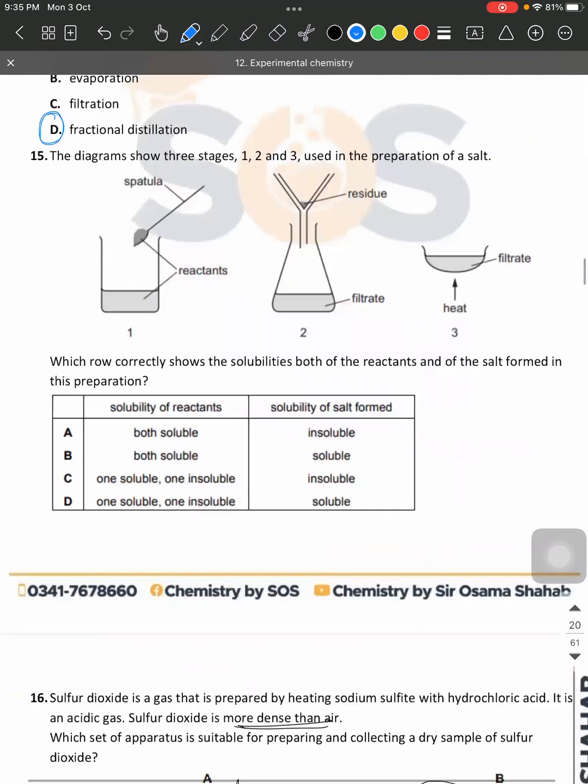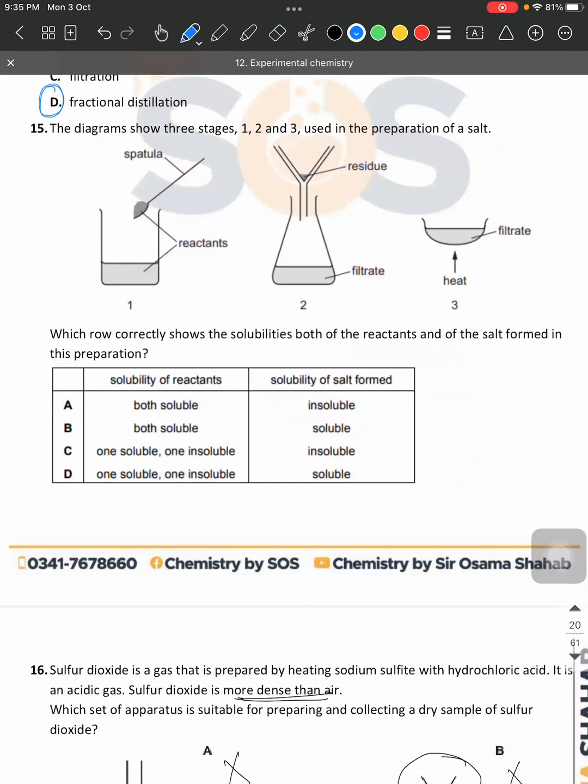Now, children, question number 15. The diagram shows 3 stages, 1, 2, and 3, used in the preparation of salt. This is the question of the formation of salt, right? But I think we can solve this. For example, which row correctly shows the solubilities of both the reactants and the salt in this preparation? You can see they are adding a spatula of one of the reactants, which is solid. This is a part of salt formation, so it will be difficult for you.